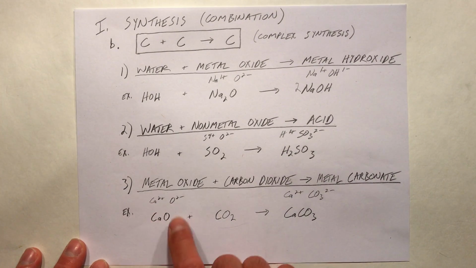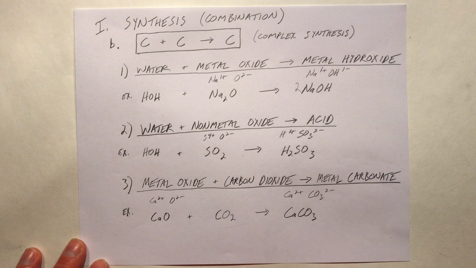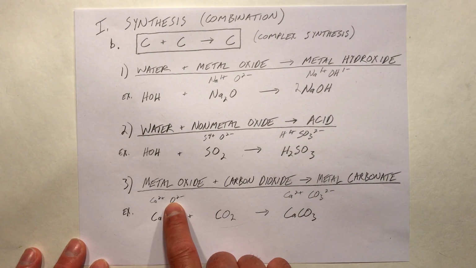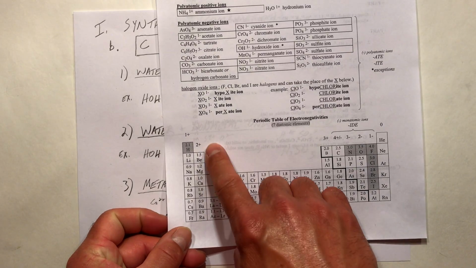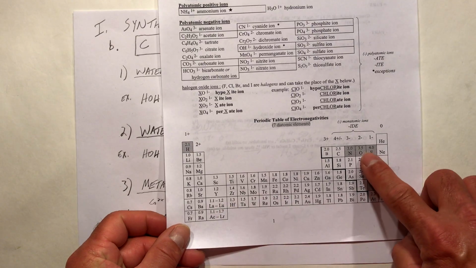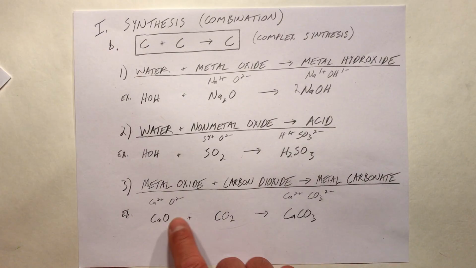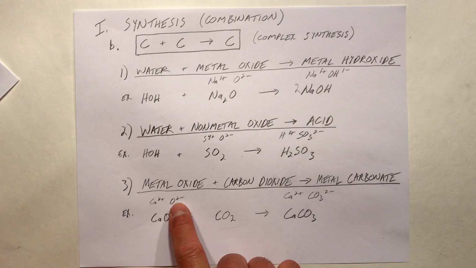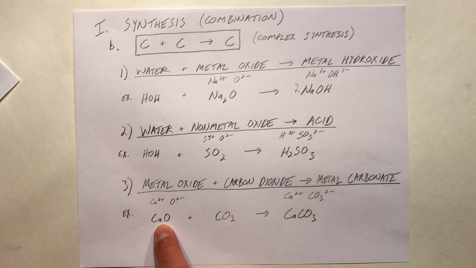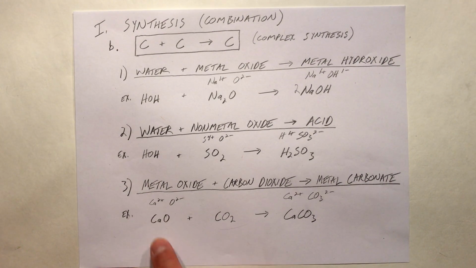All right, number 3 says a metal oxide and carbon dioxide would make a metal carbonate. So here's an example. Calcium oxide. Calcium is this metal here, Ca, it's in the 2+ column. And of course, oxide would be O2-. So calcium oxide would be Ca2+ and O2-. Crisscross that and reduce it, and you get CaO.